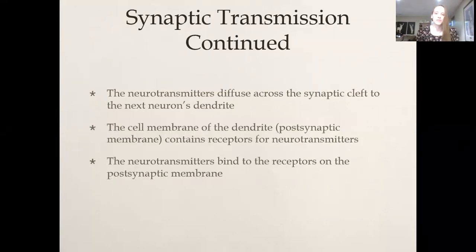Okay, so neurotransmitters are little chemicals that are going to diffuse from the axon terminal across the synaptic cleft to the postsynaptic neuron's dendrites. The cell membrane of those dendrites are going to contain little receptors that will grab the neurotransmitters as they come across the synaptic cleft.